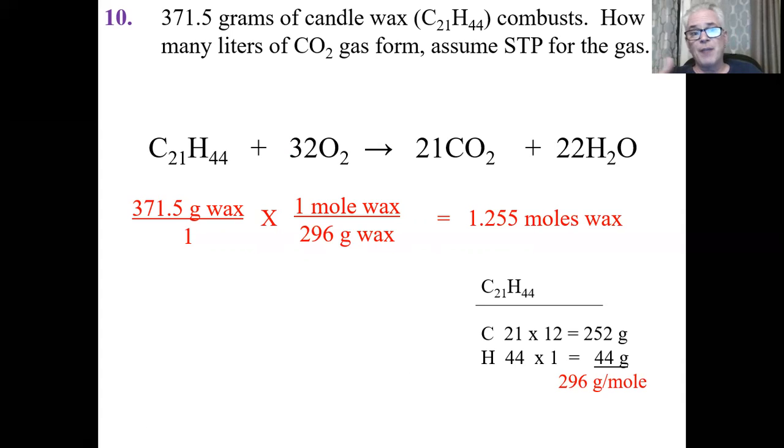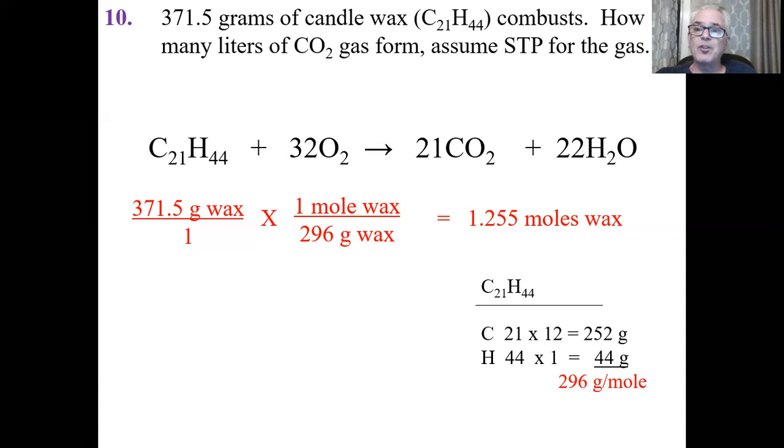So the math problem, we have grams of wax. We're going to convert it into moles. The molar mass of this wax is 296 grams per mole. The grams cancel, so instead of saying 371.5 grams of wax, another way to say that is 1.255 moles of wax. Now we're looking at wax and carbon dioxide.